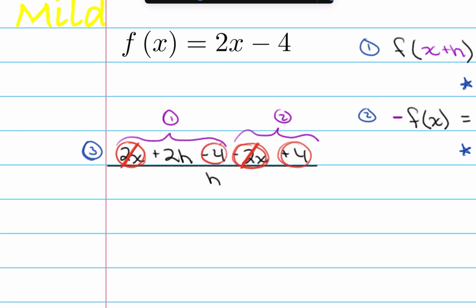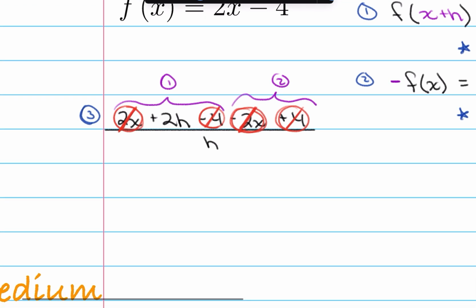All right. So now let's kind of rewrite what we have. We have a 2h over h. All right, and we're going to simplify one more time. h over h is 1, so that makes those go away. So this just simply equals 2.